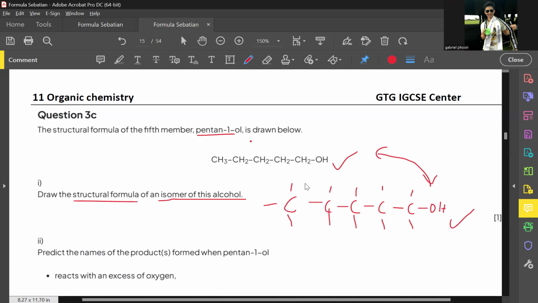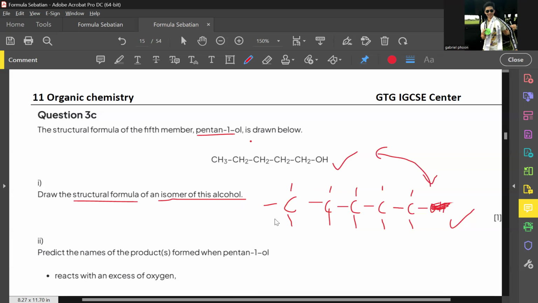In order for you to be an isomer, I just need to have a different arrangement. So some of you, instead of putting the OH here, you put the OH here, which is also the same thing. It's literally the mirror image of each other. So it's not an isomer.